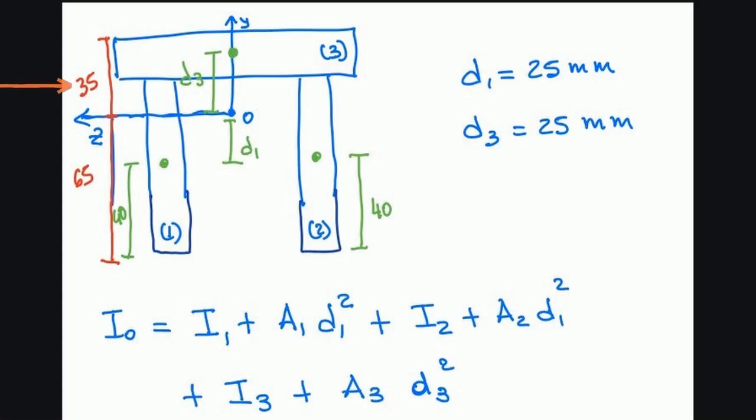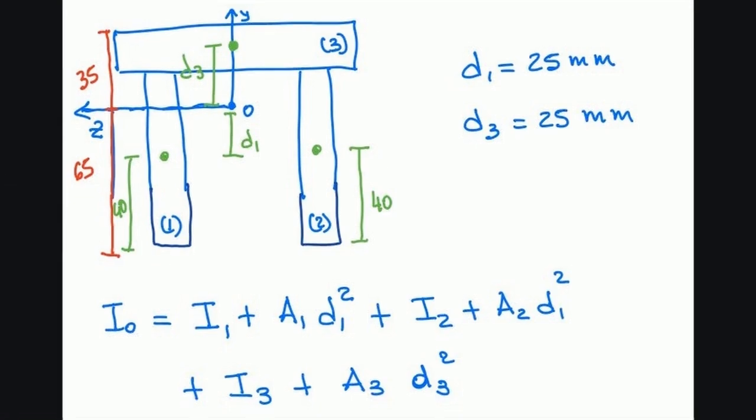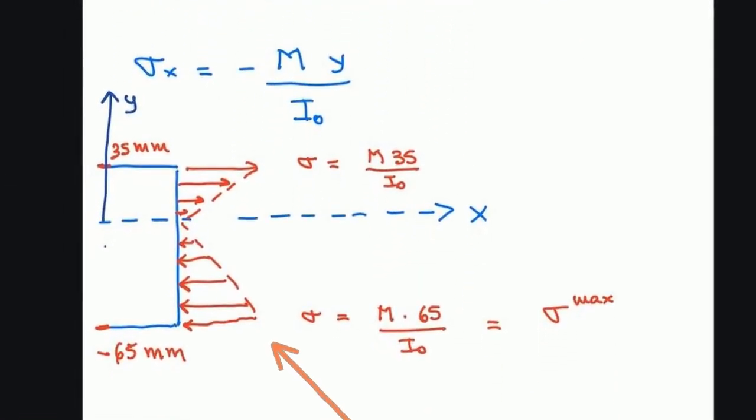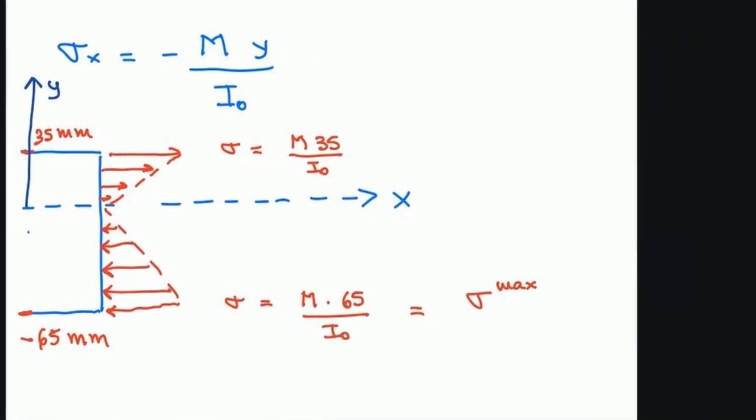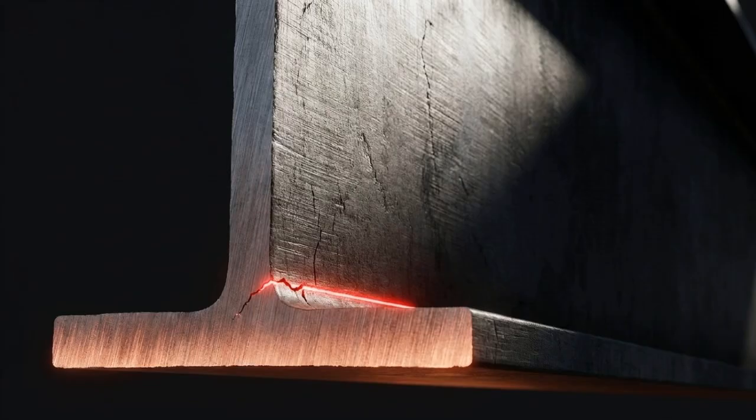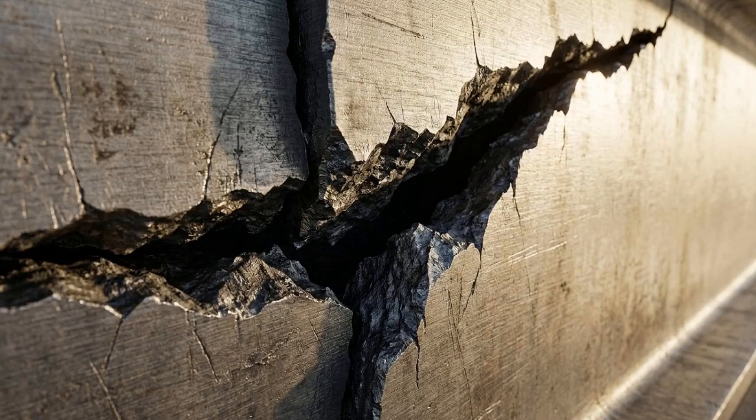The distance to the extreme top fiber is a short 35 millimeters, while the distance down to the extreme bottom fiber is nearly double that, at 65 millimeters. Because stress scales directly with distance, the compressive stress at that bottom fiber is significantly higher than the tensile stress at the top. The bottom edge is under much more mechanical strain simply because it sits further from the neutral axis. When designing with asymmetric beams, you must check both extremes. Structural failure will always initiate at the fiber located furthest from the neutral axis.